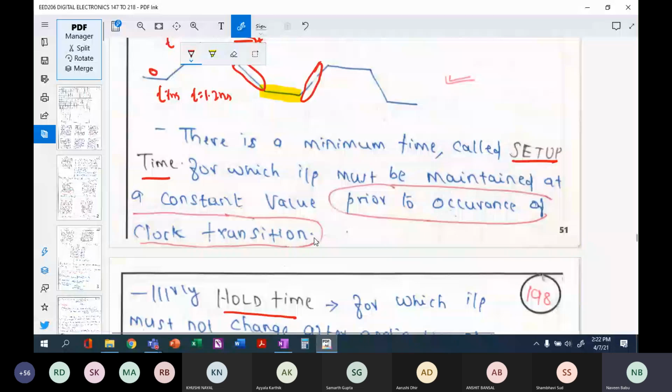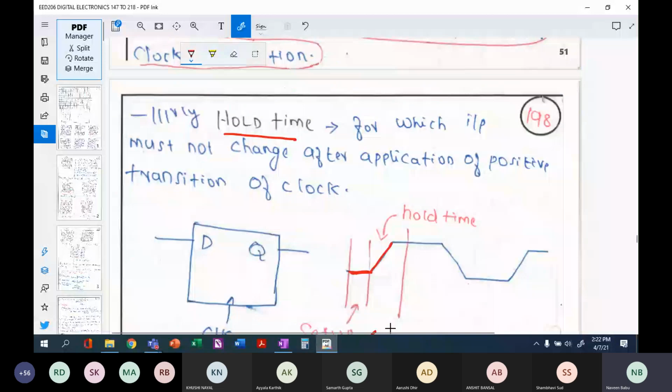Similarly, there is a hold time. After the application of a positive pulse of your clock, the transition time is called the hold time, which means that you should not operate anything during this hold time. So the input must not change after application of a positive transition of a clock. That is, if you are applying your input here, and if it is changing, it means that you are operating in the hold time. If you are applying here and your input is not changing here, then it means that you are not in the hold time. That's what it means. Maybe we'll read it again: the input must not change after application of a positive transition of a clock.